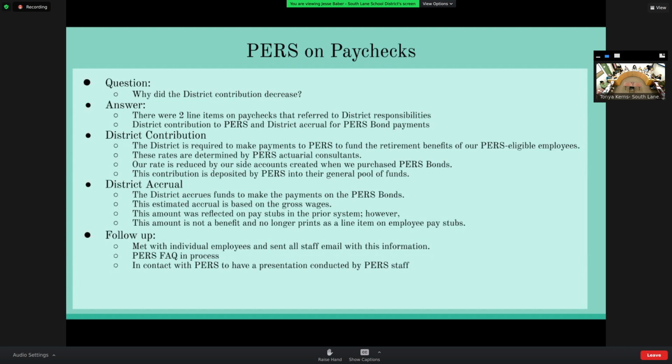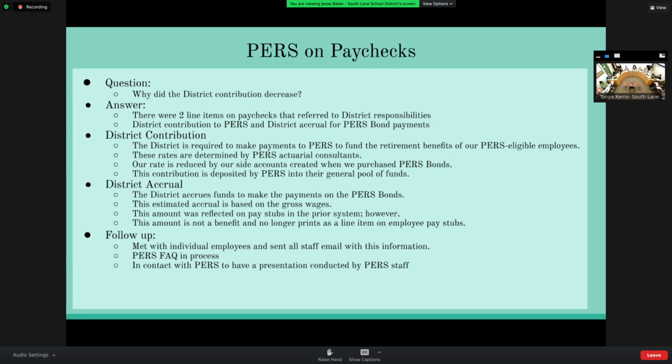These rates are determined by PERS actuarial consultants. That means that some districts have different rates. Some districts are 8 to 10%, other districts are less, but those are set and determined by PERS. One thing that affects our rate is our side account created when we had the PERS bond. The contribution for that is deposited by PERS into the general pool of funds.